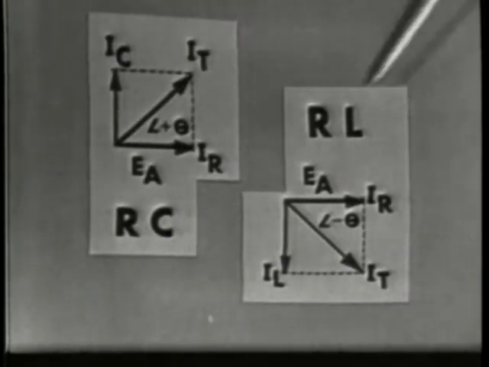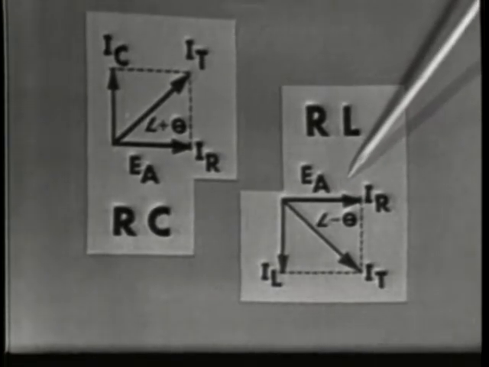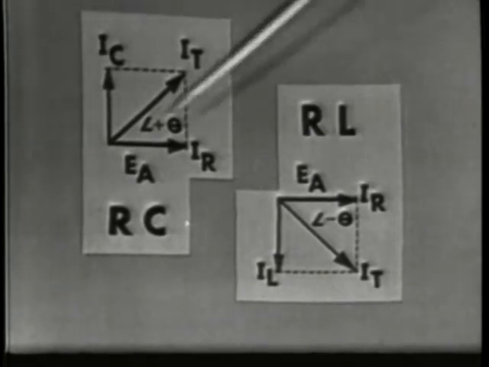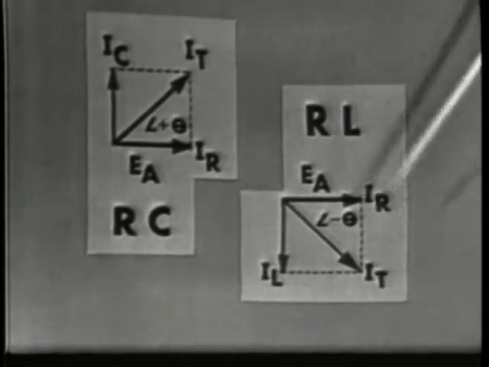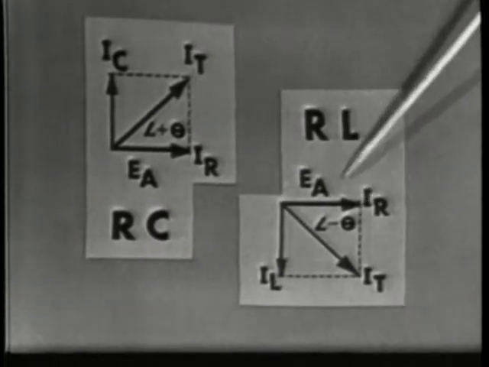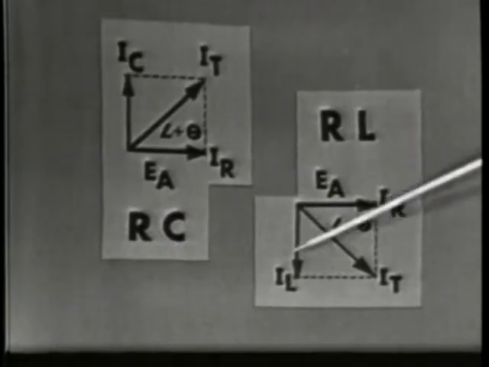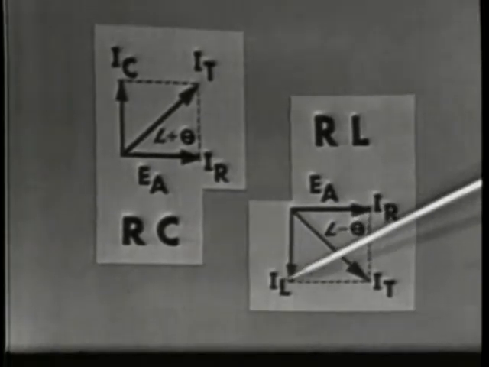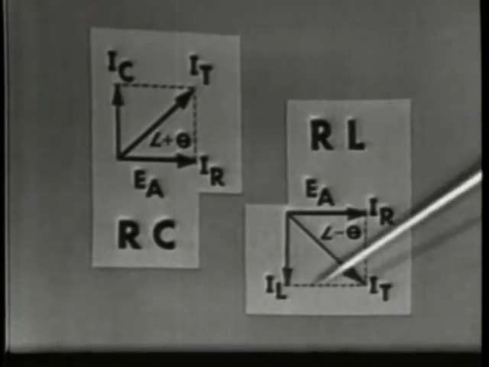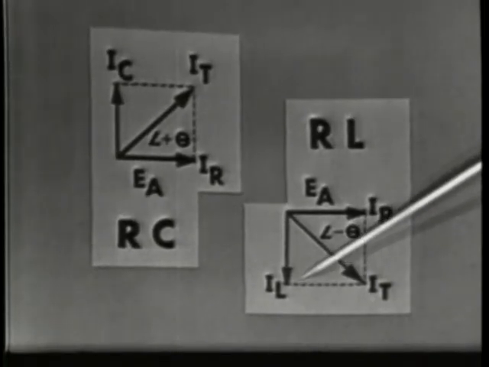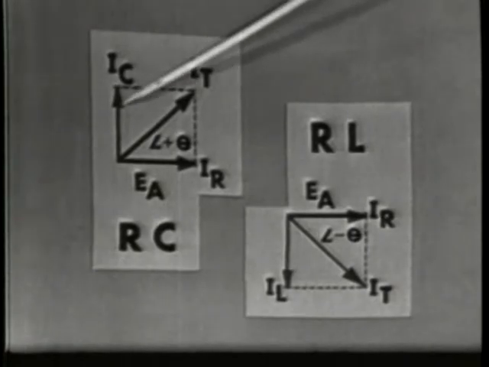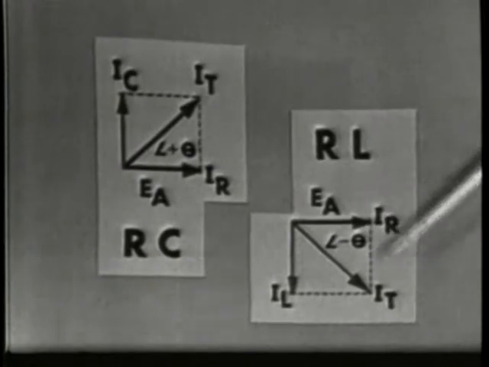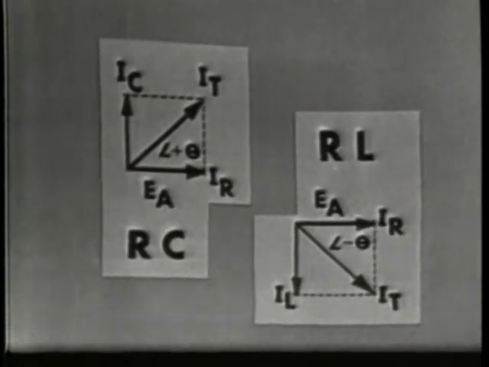In the RL circuit, EA is plotted as the reference vector, and IR, of course, is shown in phase with EA, the same way as in the RC circuit. However, since the voltage in the inductor leads the current, or saying it another way, the current in the inductor lags the applied voltage, we must show the 90-degree phase shift caused by IL. It will be plotted 90 degrees behind EA, or in the opposite direction of IC. Current in this circuit is said to lag EA, and it has a negative phase angle.